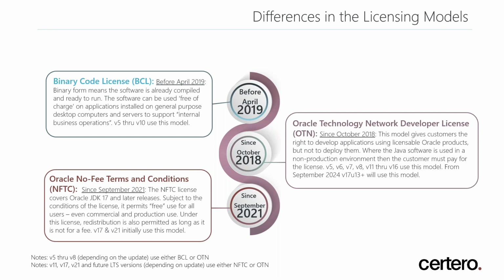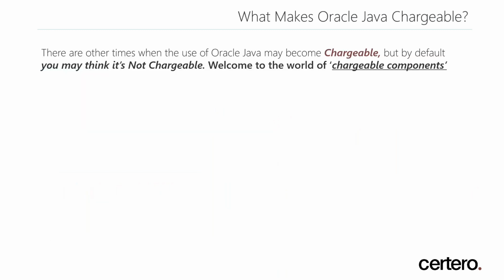So you show here version 11, 17, and 21, and any future long-term supported versions will be running on NFTC or OTN. For version 11, it is OTN only, so it doesn't matter where you use it, you have to pay for it. But basically for 17, 21, and in 2 years' time, 25, the same principles are going to come. So as you look now at what do I need to do in order to continue to use Java free, this exercise is going to have to be carried out every 2 years, depending on how you upgrade.